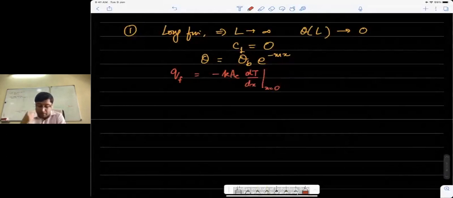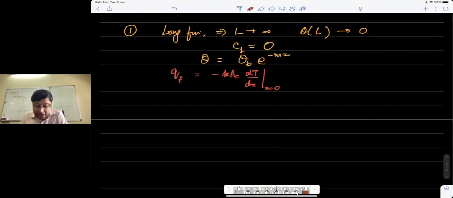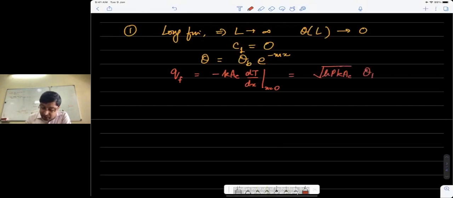That is the number one priority for me right now in design of any fin, or any heat exchanger which is employing fins. So this comes out to be square root of hP kAC times theta b. So that is the heat transfer rate taking place through the fin. So this is a simple case, and I wanted to start with this because this is the simplest way of understanding how a fin might be working. What kind of temperature distributions do we expect?